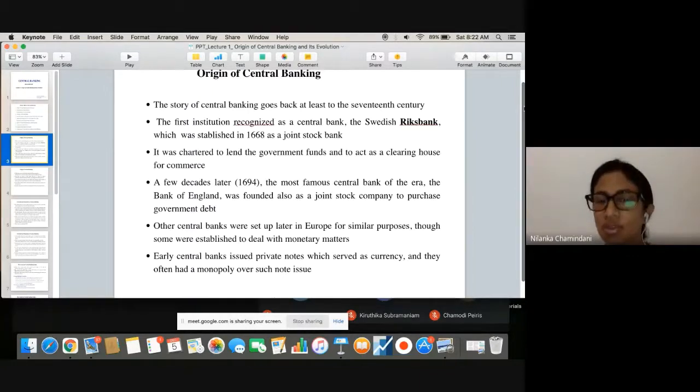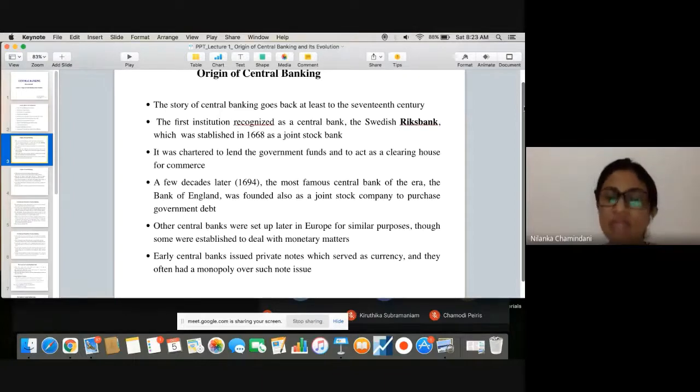Early central banks issued private notes which served as currency, and they often had a monopoly over such note issue. Here you can see that today also, one of the key, very specific responsibilities that the central bank or monetary authority has is to issue currency. At that time, I said these banks were private entities, so they could issue private notes. Today we are using currency notes and coins that are not issued by any private entities, right? All over the country, all the people use currency notes. They are not going to ask for something else instead of a currency note. They all accept that. We are going to discuss these specific features of currency when it comes to the role of issuing currency, or legal tender, by the Central Bank of Sri Lanka, right?